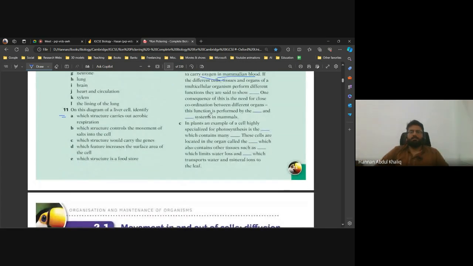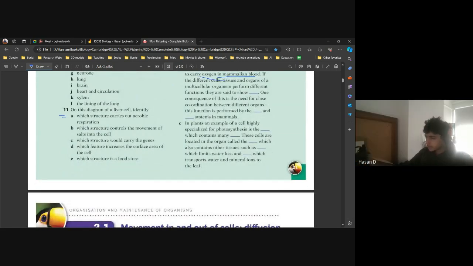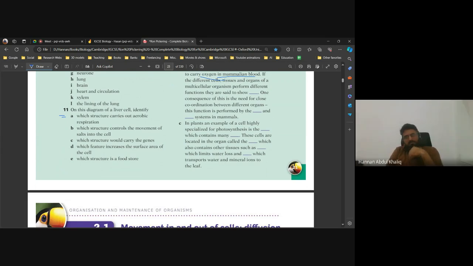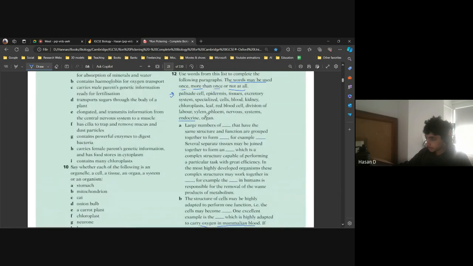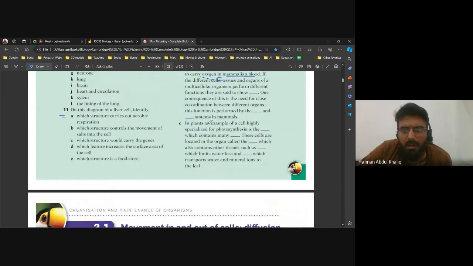Next. In plants, an example of a cell highly specialized for photosynthesis is the palisade cell, which contains many chloroplasts. Oh, it's written the other way around, the opposite. Okay, yes.